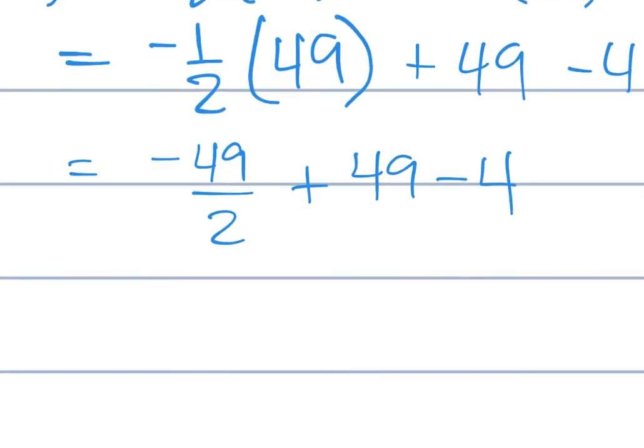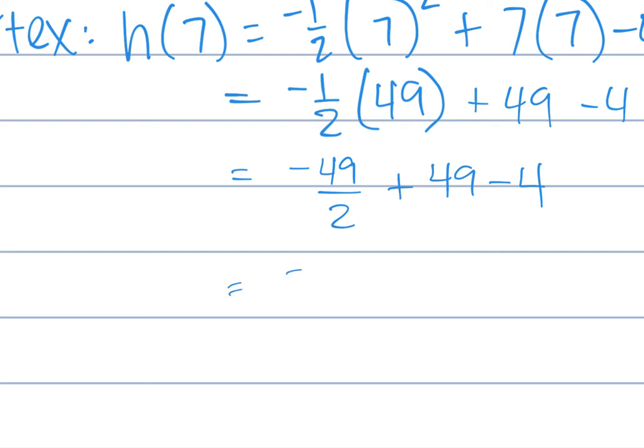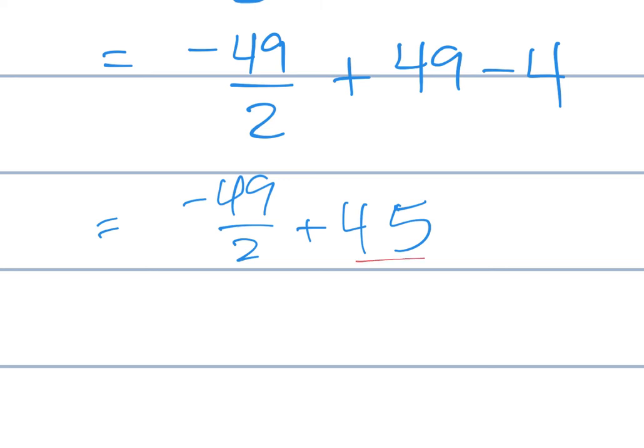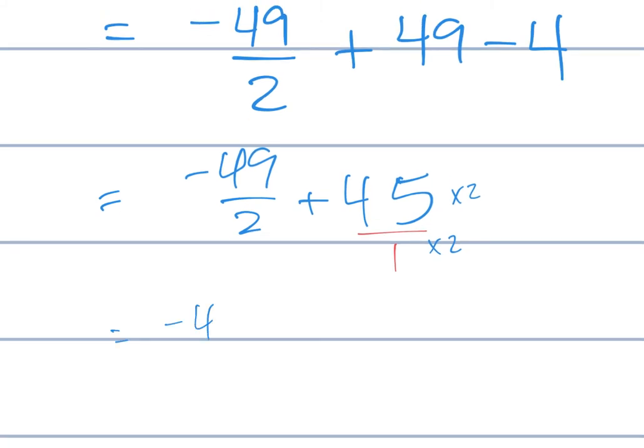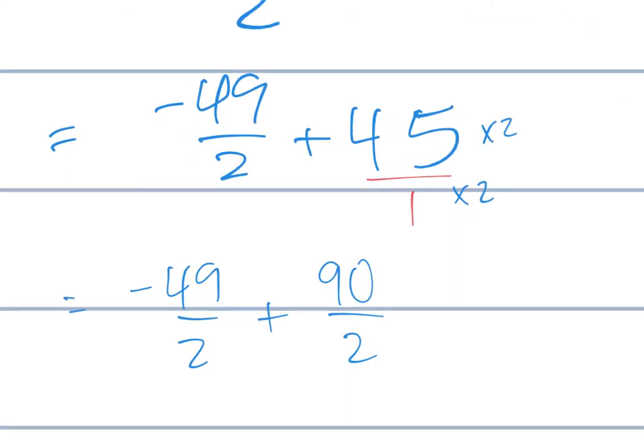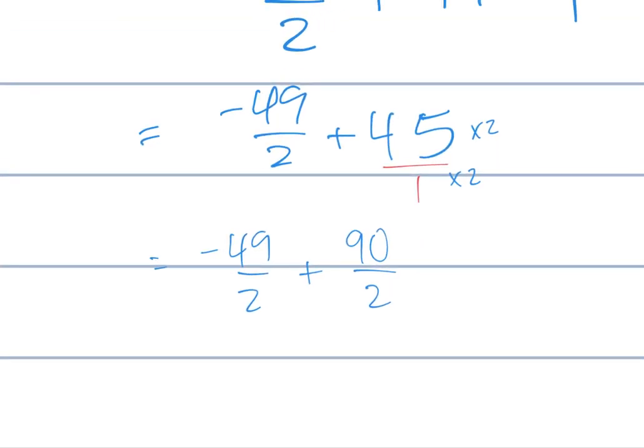So you could subtract the last two first, and you would get negative 49 over 2 plus 45. Do you guys agree that 49 minus 4 is just going to give us 45? And then, just like Gabby said, this is technically over 1, so we have to multiply the numerator and the denominator by 2, and we'll get negative 49 over 2 plus what? 90 over 2. And then can I add these now? Yep, so what do I get? 41 over 2.